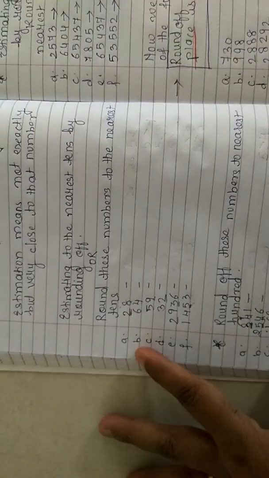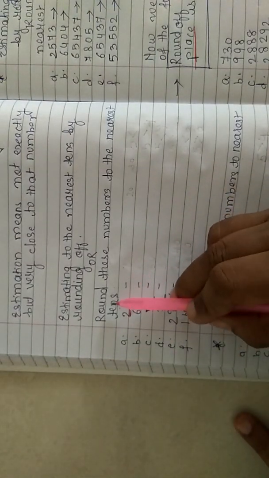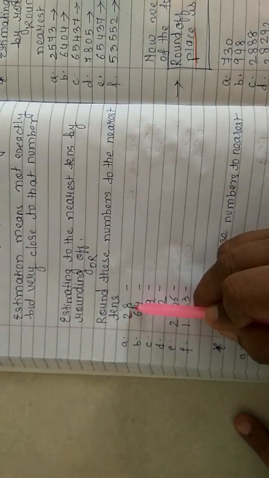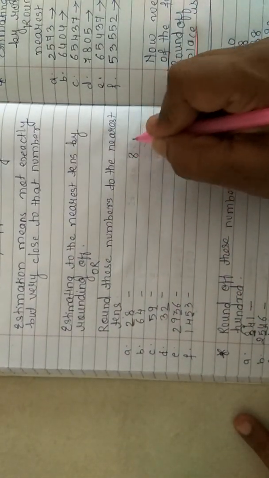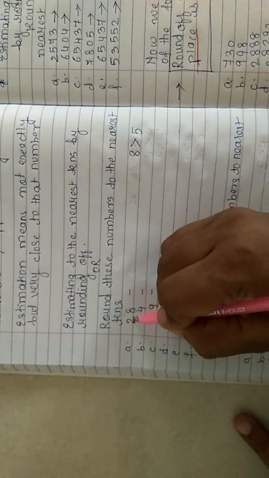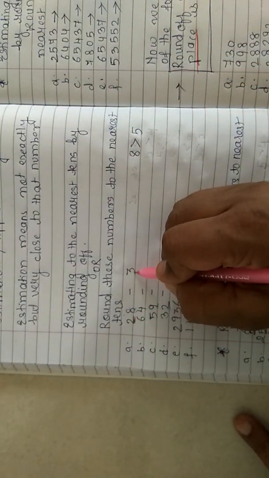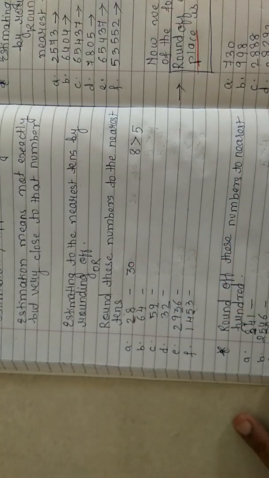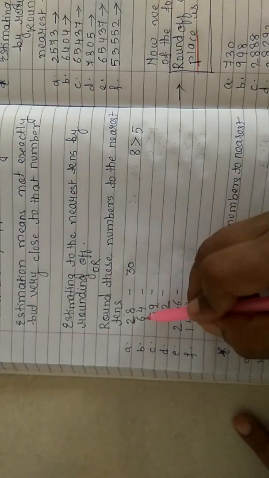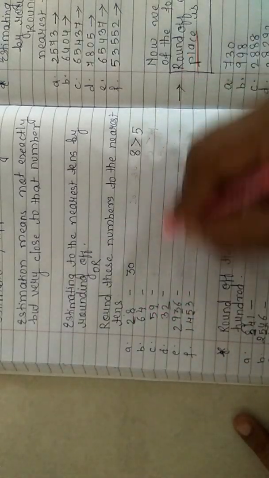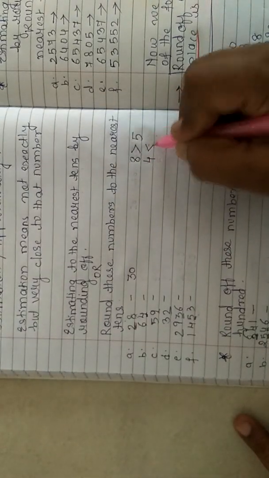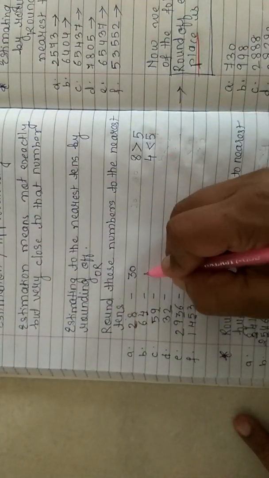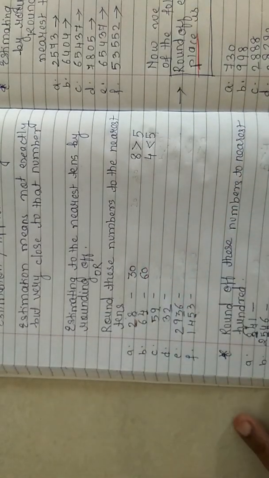So let's start. In this example, they are telling us to round off to the nearest tens. Obviously, I am going to see the number at ones position. It is greater than 5, so I will add 1 in this and it will become 30. Means now at the ones place I am always going to have 0. Now see here, the second question is 64. Again I will see the number at ones position, that is 4, and it is less than 5. So I am going to leave the 6 as it is, and 0, 60.